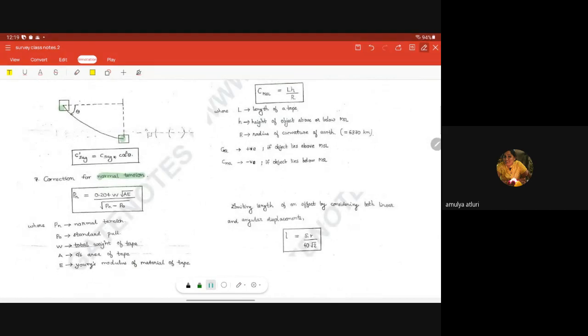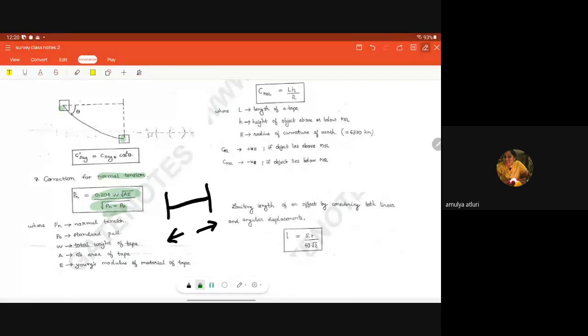So what is the correction for normal tension? As you know, when we hold the chain between 2 points, tension will be developed. This tension, an outside force, will be developed in the chain. So what will be the correction for normal tension? So Cn is equal to 0.204 W into root AE divided by root of Pn minus P naught.